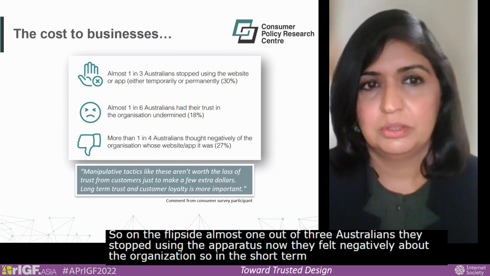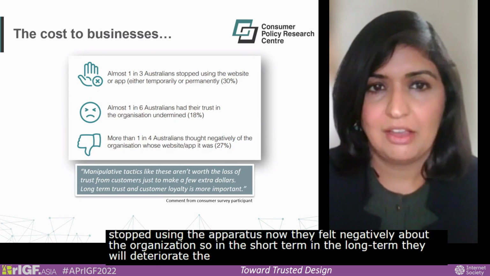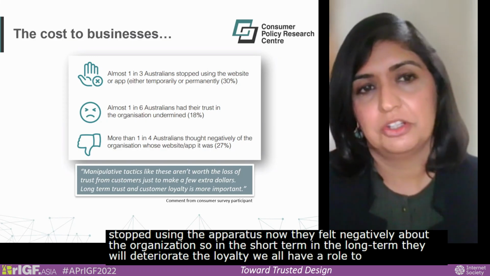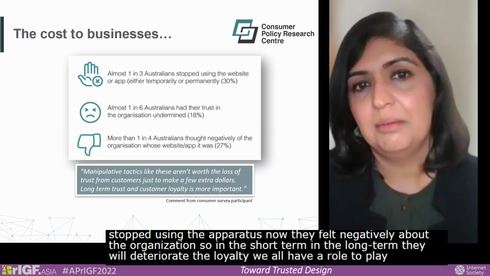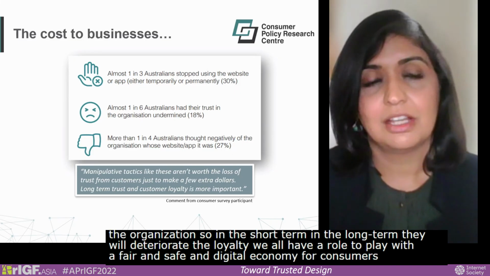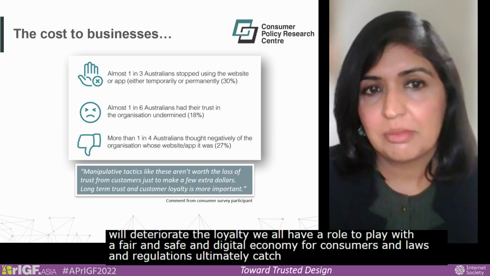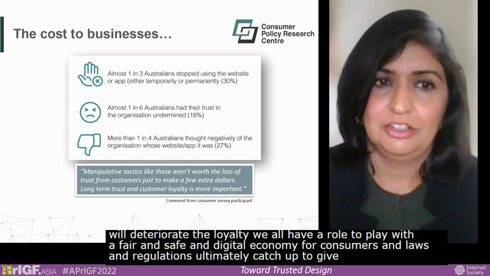We've all got a role to play in ensuring a fair, safe, and inclusive digital economy for consumers. And while laws and regulations will ultimately catch up, it makes good business sense to give consumers a meaningful experience that's in their best interests.